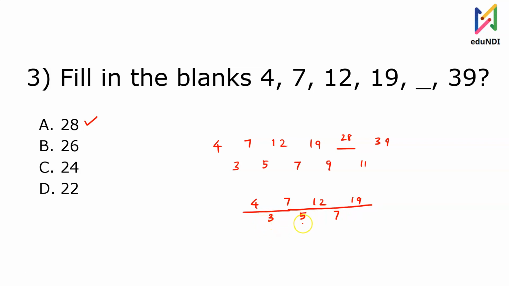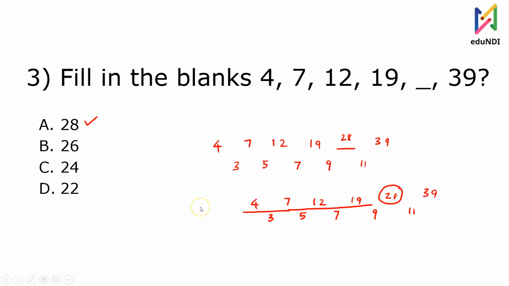So this follows an increasing odd number series, right? 3, 5, 7. So after this we can have a 9, right? 19 plus 9 is 28. Then we have 11. We have 28 plus 11 is 39. So it fits very well into the series. And so the answer is 28.